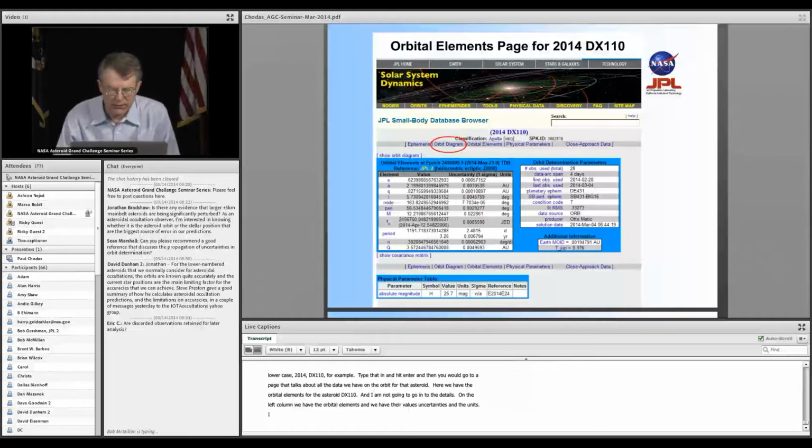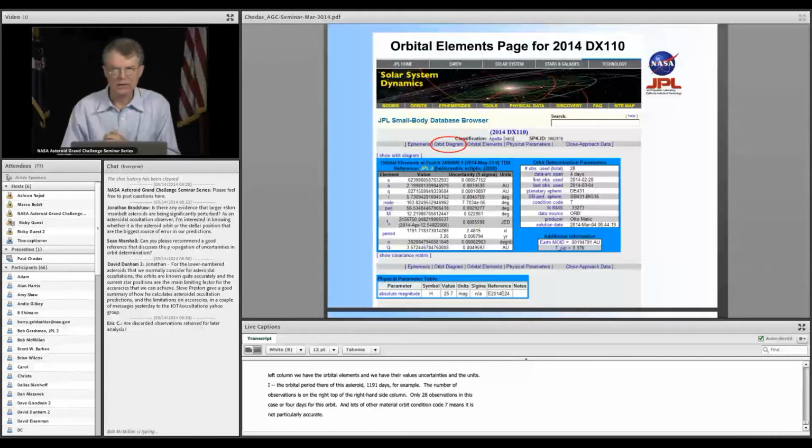The orbital period of this asteroid? 1,191 days, for example. The number of observations is at the top of the right-hand column. Only 28 observations in this case, or 4 days for this orbit. And lots of other material. Orbit condition code 7 means it's not particularly accurate.